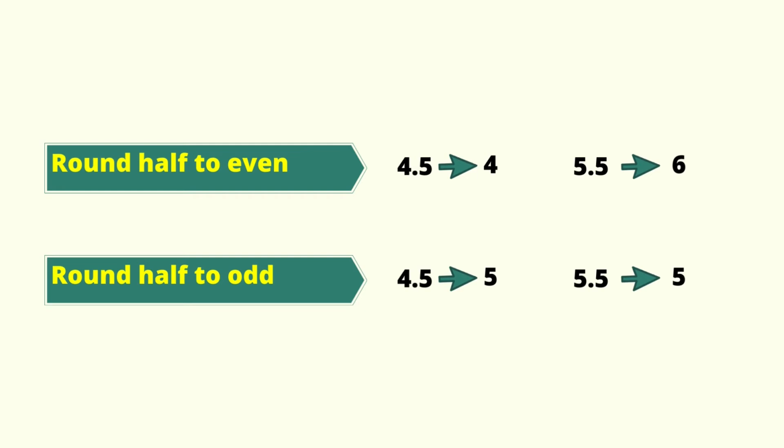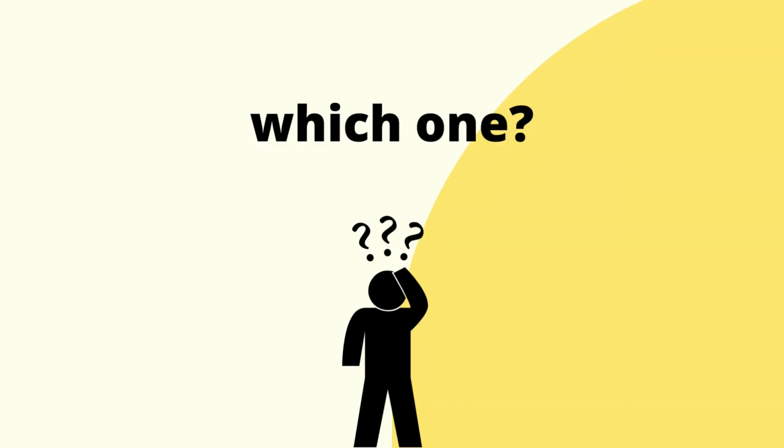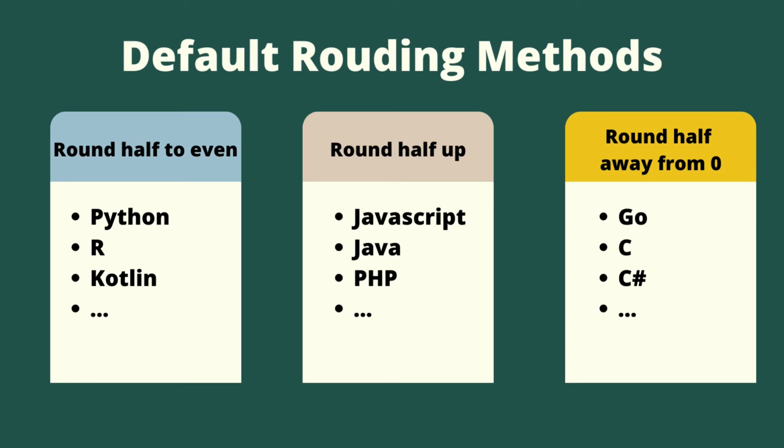Since there are different rounding methods, when we perform rounding in a programming language, which method are we actually using? I did some research on the default rounding method of some popular programming languages and found that languages such as Python, R, and Kotlin are using round half to even. JavaScript, Java, and PHP are using round half up. Go, C, and C# are using round half away from 0. Of course, most of the languages have an implementation or workaround if you want to use other rounding methods.